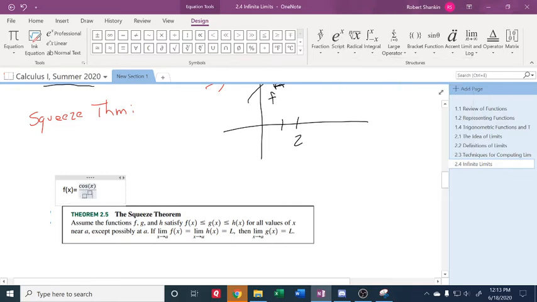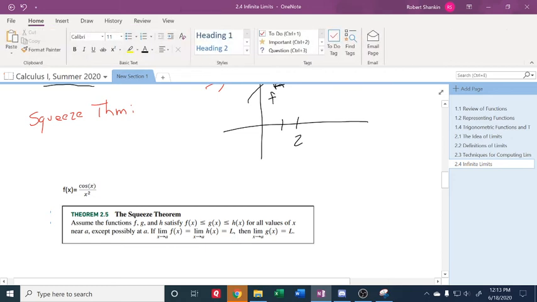Over x squared. All right. If I had a function like this, now I could tell that as x gets really, really large, this fraction is going to get smaller and smaller and smaller. And normally I would say that this function is going to go to 0 as x gets really large.